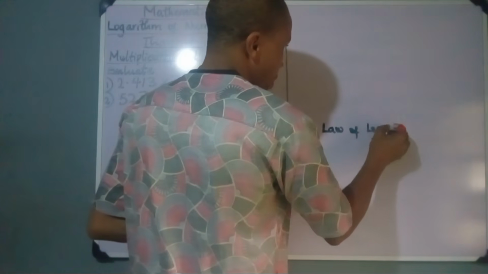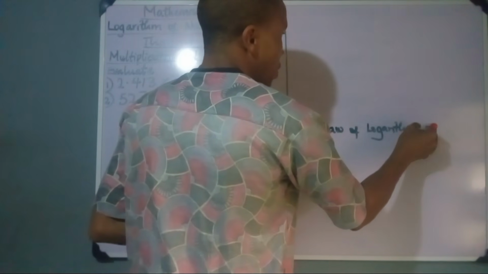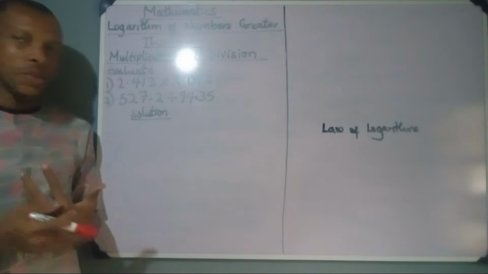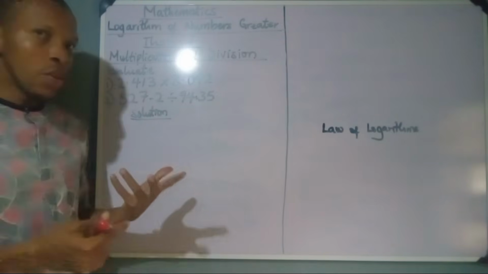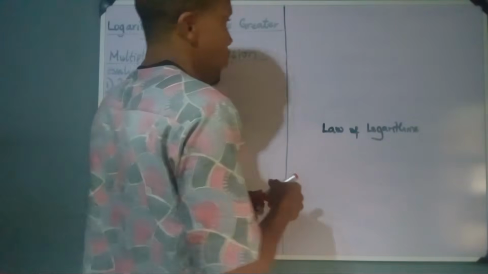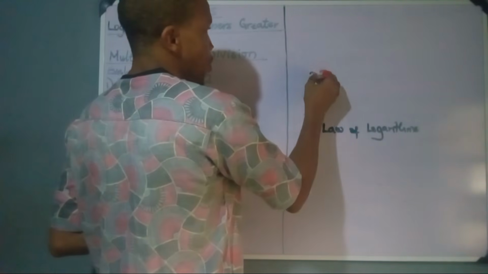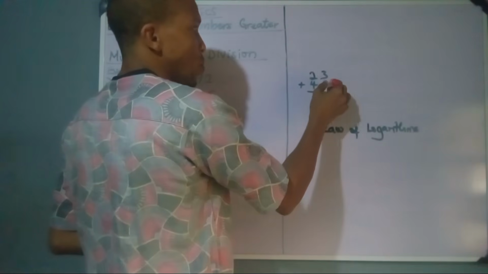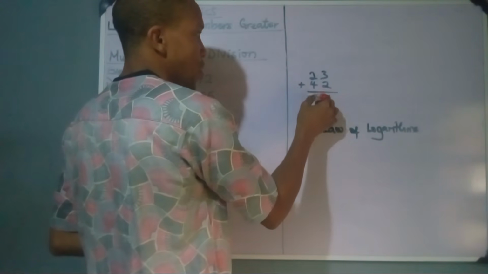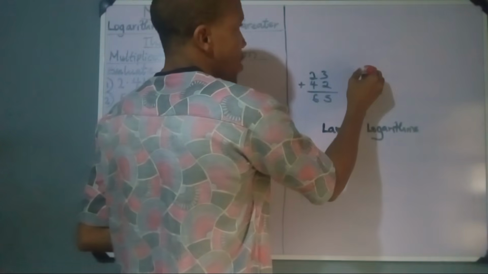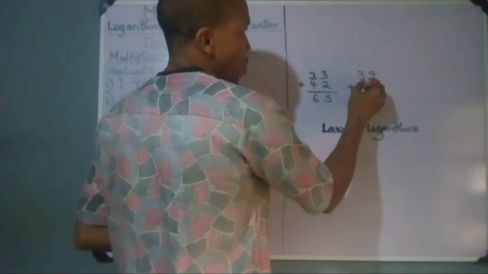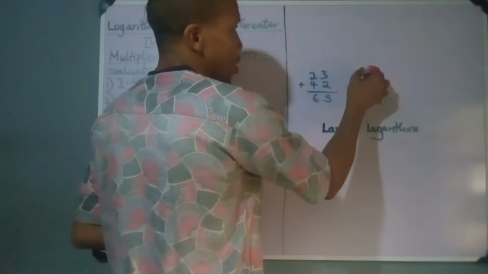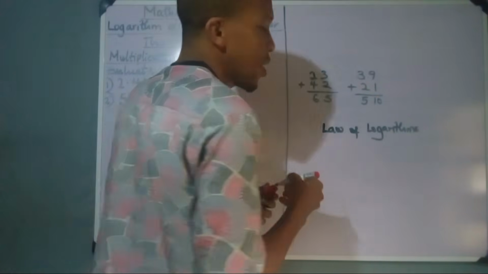Let's remember these laws of logarithms. Now, talking about these laws, these will guide us. For instance, when we want to carry out addition or subtraction of numbers, we know the laws. You see something like this: 23 plus 42. You simply add 3 plus 2, 5, 2 plus 4, 6. Then, when you see something like 39 plus 21, you also add 9 plus 1, 10, and you write 10. 3 plus 2, 5. You end up getting 510.